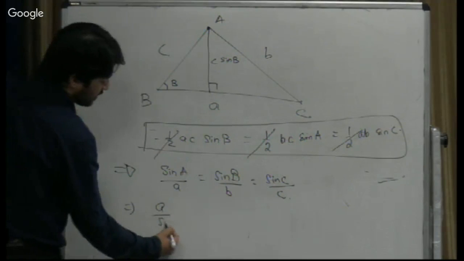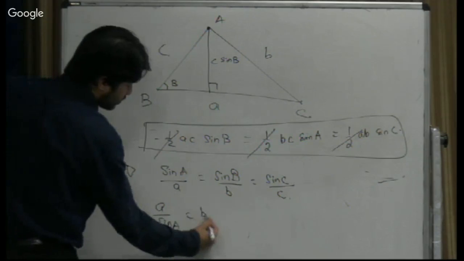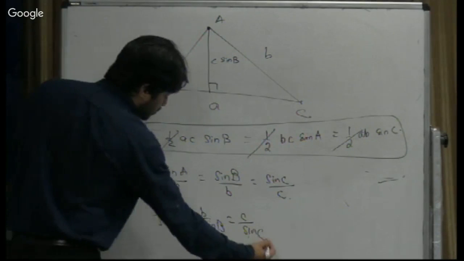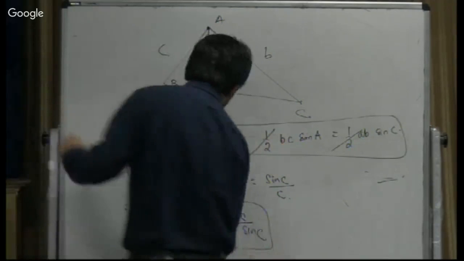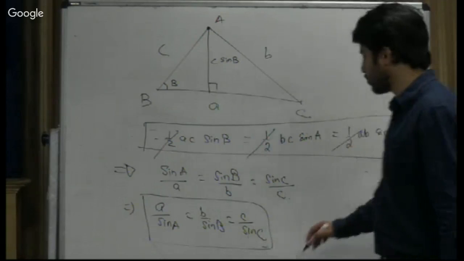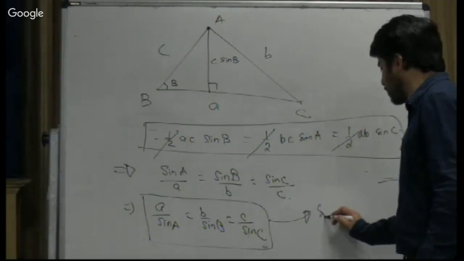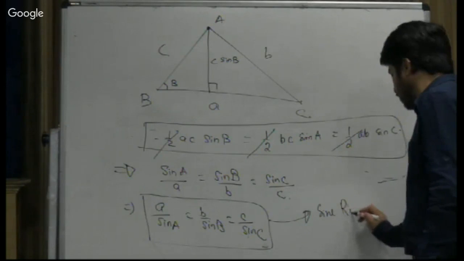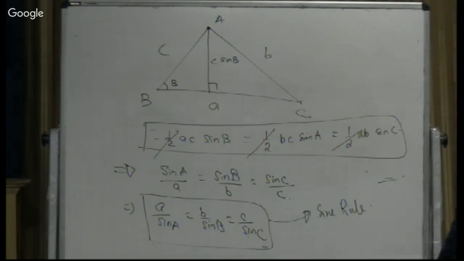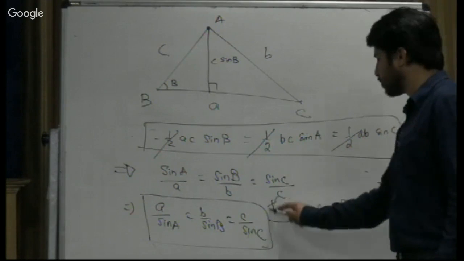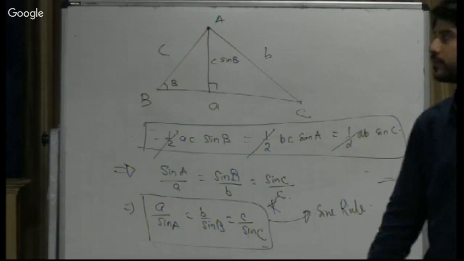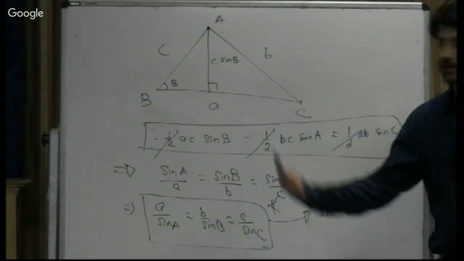इसे हम A by sine A भी लिखते हैं. A by sine A is equal to B by sine B is equal to C by sine C. This was the next most important property. It was property 8, right? This is called sine rule. सबसे important है ये. Here is the next slide.